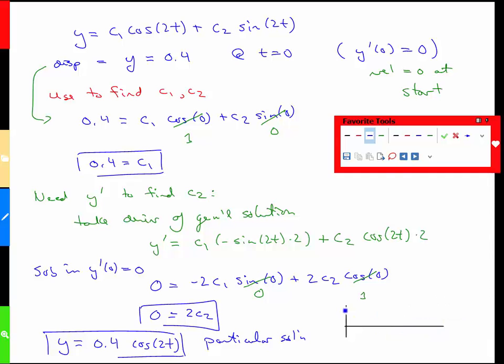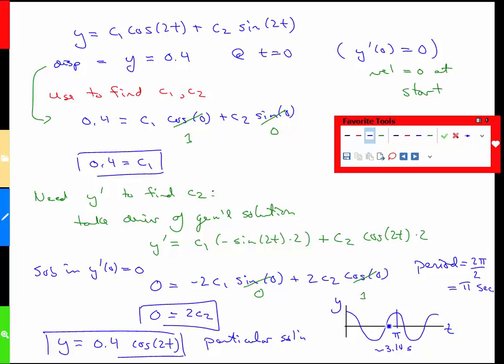Let's try that again. Like so. And we could do some other investigations, like finding the period. Period of a cosine is usually 2 pi, but we have a 2 out front, so it would be pi seconds. And so one full cycle here would be about 3.14 seconds to complete one full oscillation. And that would be a graph of y versus t.